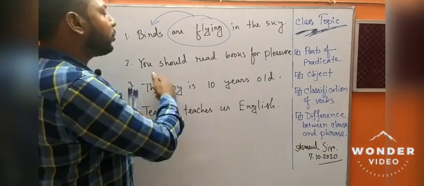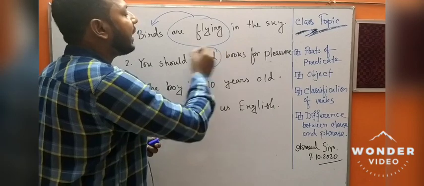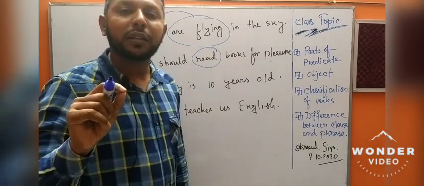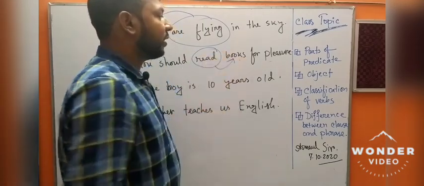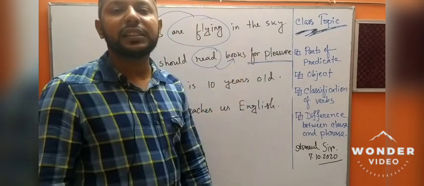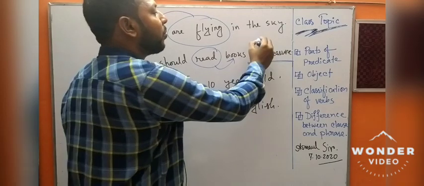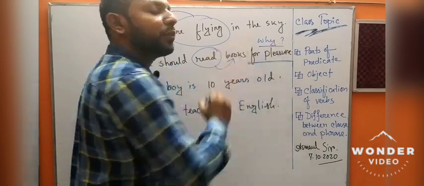Again, you should read books for pleasure. So the verb is read. Read means pora. What read? Books. So this is object. And what is this for pleasure? This is adjunct, because it tells about why. It covers the question why. Keno boi porbo?